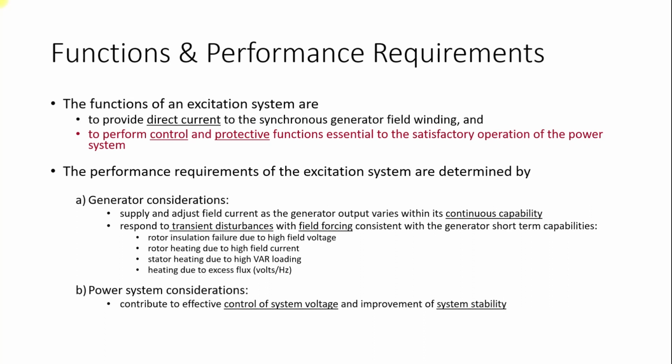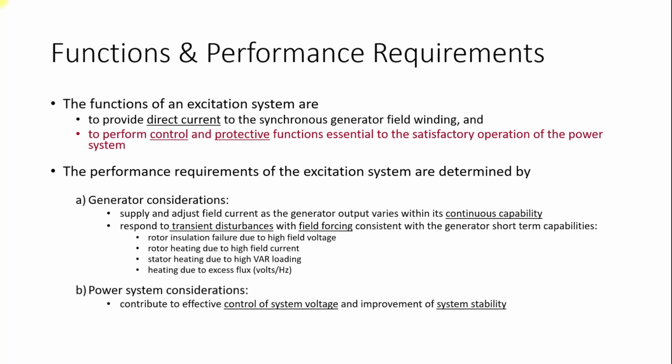Now this huge inrush of field current into the field winding can cause rotor insulation failure due to high field voltage, and rotor heating due to high field current. So this excitation system has to take care of this: if you have high field voltages, this should not cause insulation failure. Similarly, when a huge current flows into the rotor winding, this should not lead to heating of the rotor winding.